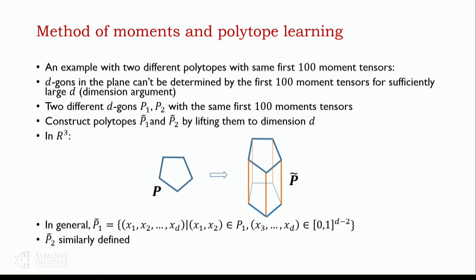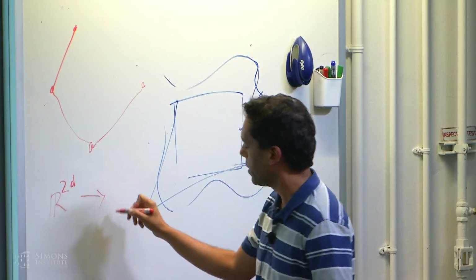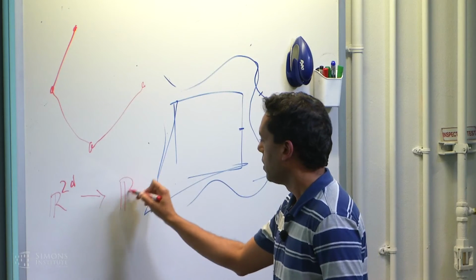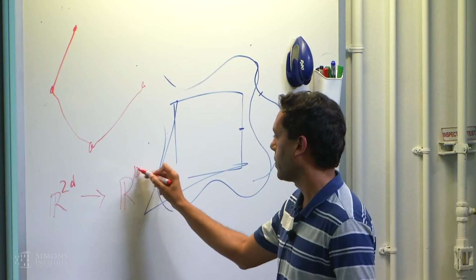Basically, it comes down to degeneracy. If we go to the plane and look at d-gons in the plane, then they can't be determined by the 100th moment tensor. If you look at a d-gon, it is a 2D-dimensional object, because each point has two coordinates. And then we are taking it down to a 100th moment tensor, which has 100 dimensions.